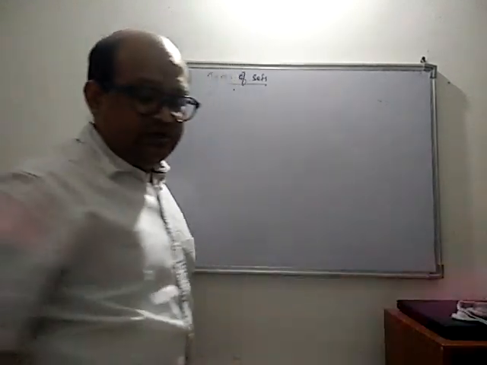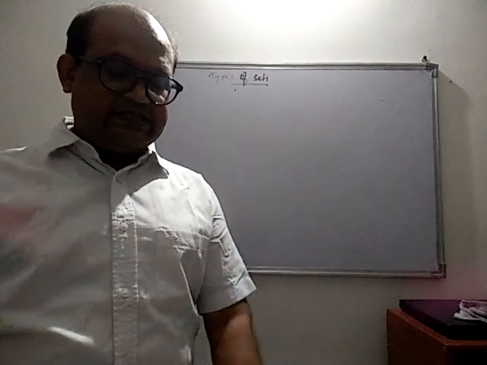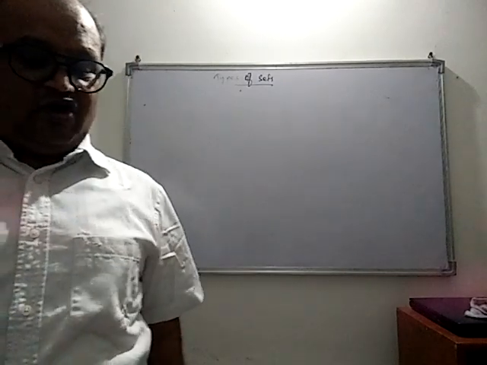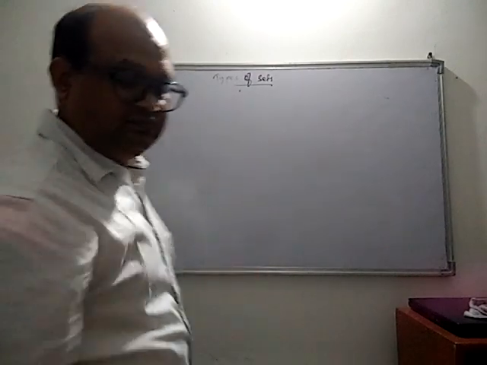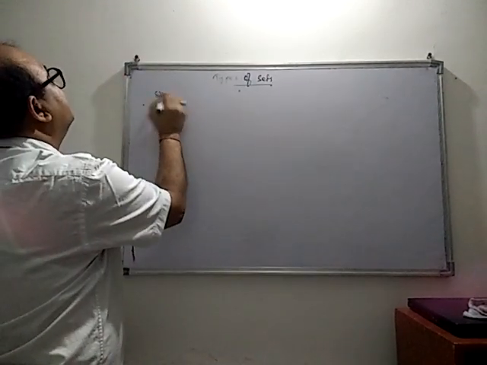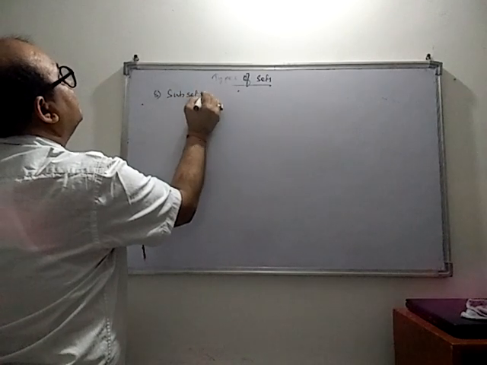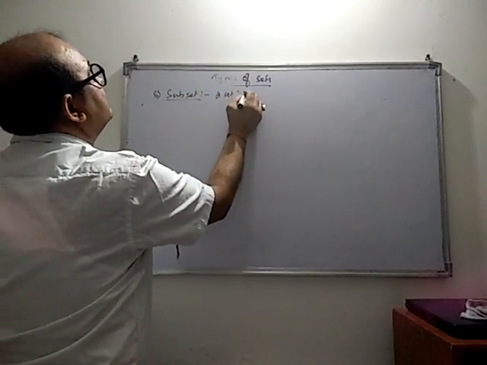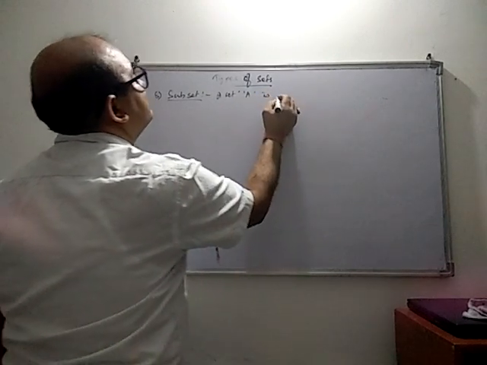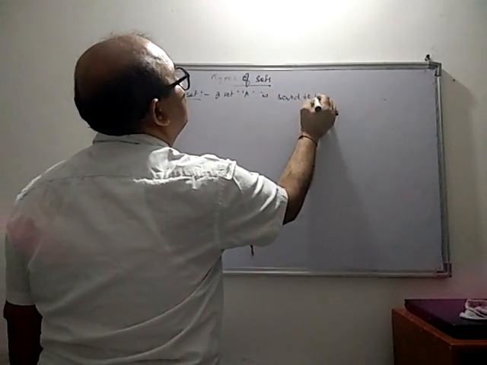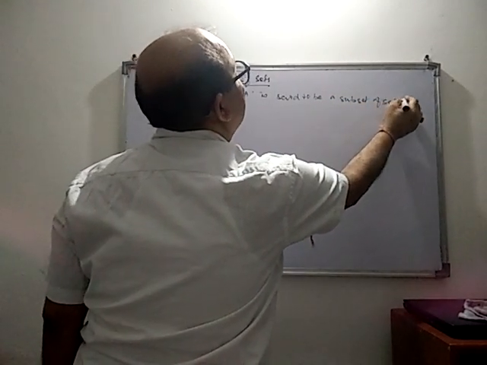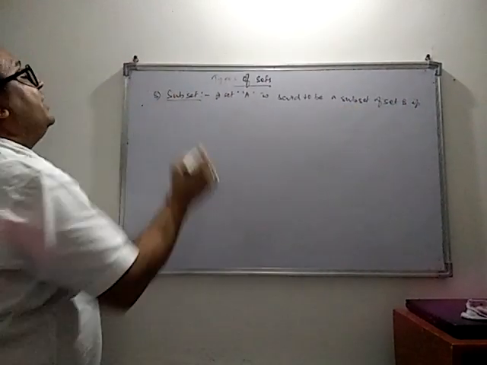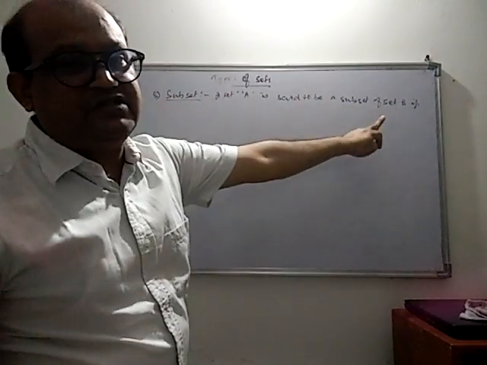Now, let us come to subsets. A set A is said to be a subset of set B if every element of A is also an element of B. A set A is said to be a subset of set B if every element of A is an element of set B.